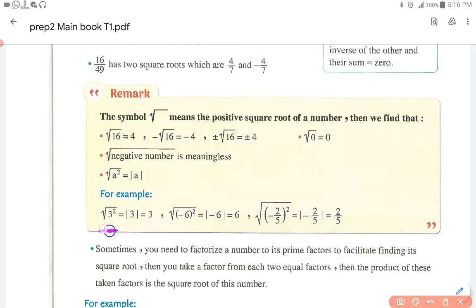The square root of 3 to power 2 equals absolute value of 3, equals 3. Square root of negative 6 to power 2 will be absolute value of negative 6, it will be 6. Square root of negative 2 over 5 all to power 2 will be absolute value of negative 2 over 5, equals 2 over 5.